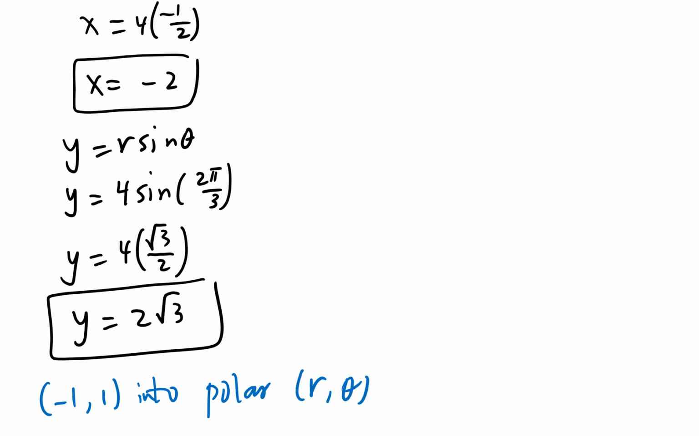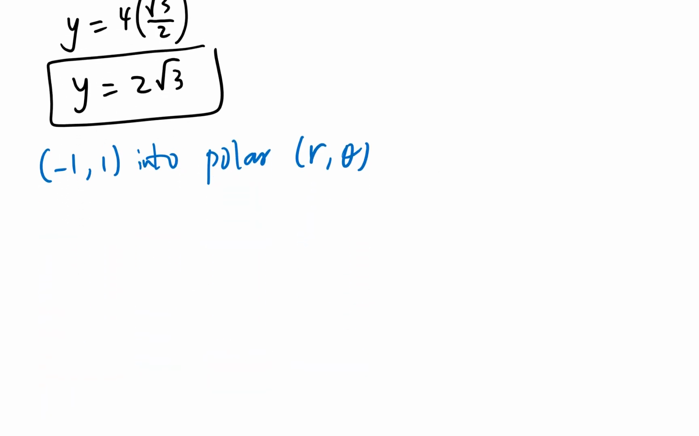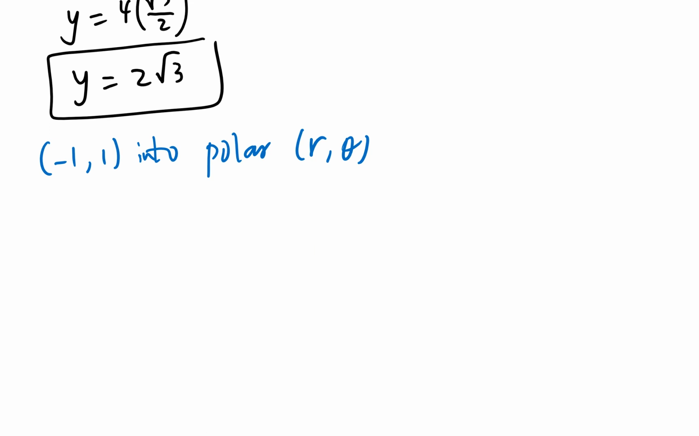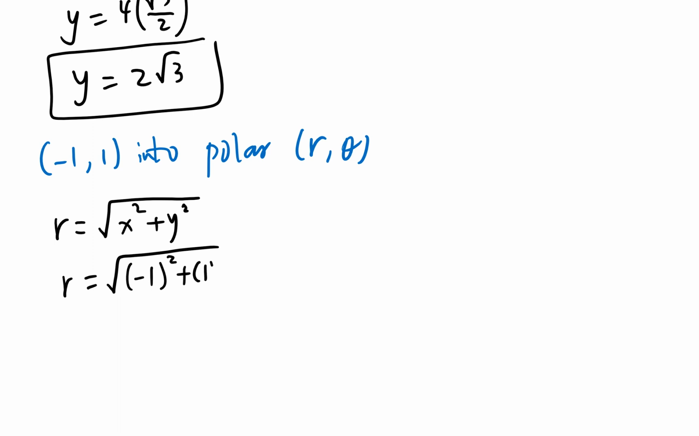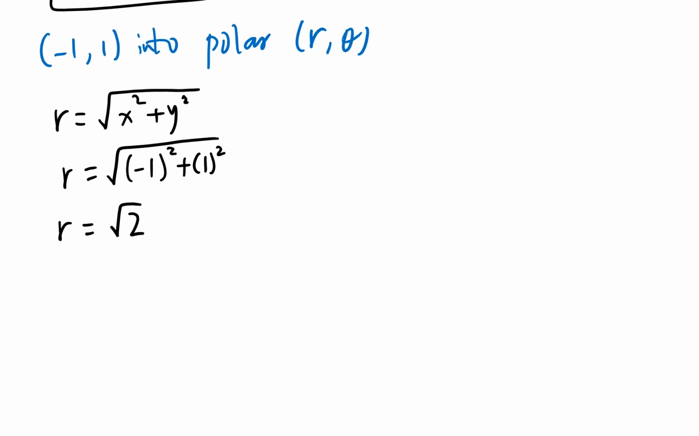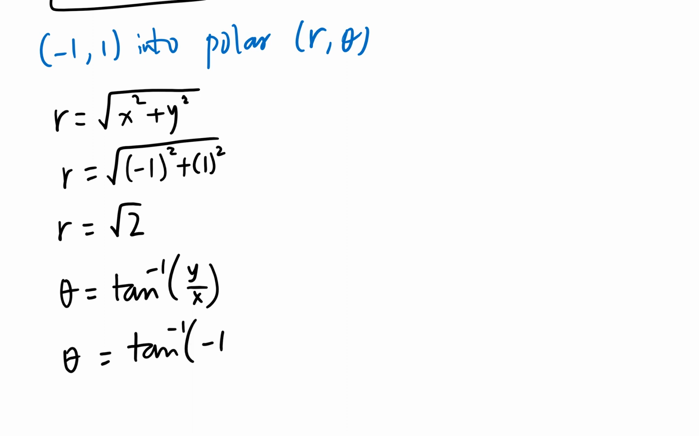Now convert negative 1, 1 into polar. To convert this one, they give us x and y. We need r and theta. Remember, r is the square root of x squared plus y squared. X is negative 1, y is 1. So that gives me square root of 2. Now for theta, we know theta is tan inverse of y over x. So theta is tan inverse of 1 over negative 1, which is negative 1.